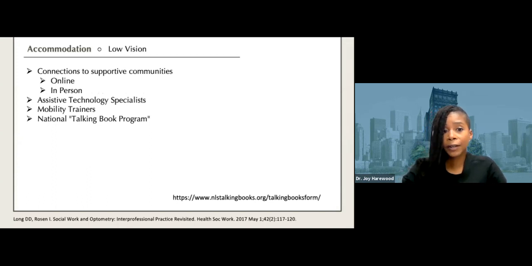In terms of low vision, and definitely our low vision specialists are the ones who gave me a lot of this information, connections to supportive communities are just infinitely helpful and important in the low vision population, whether that be online or in person. And again, a lot of these connections can be facilitated through social work, but if you have knowledge of some of these, it's also useful.